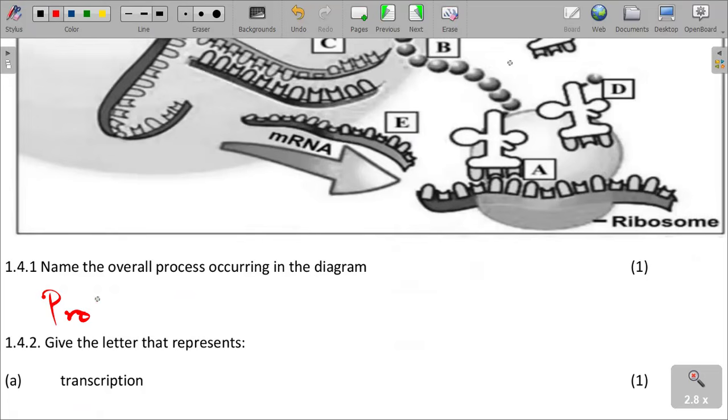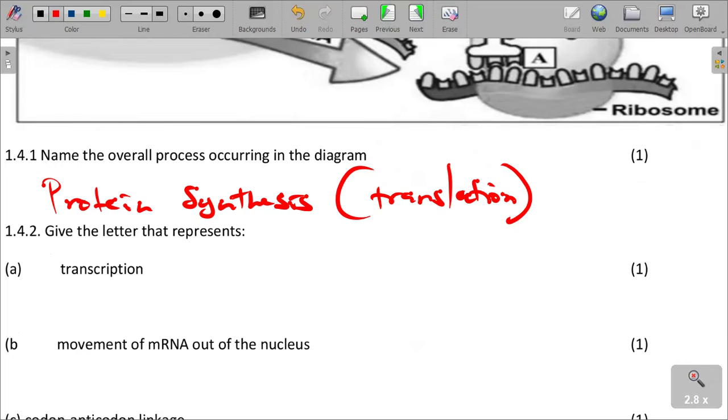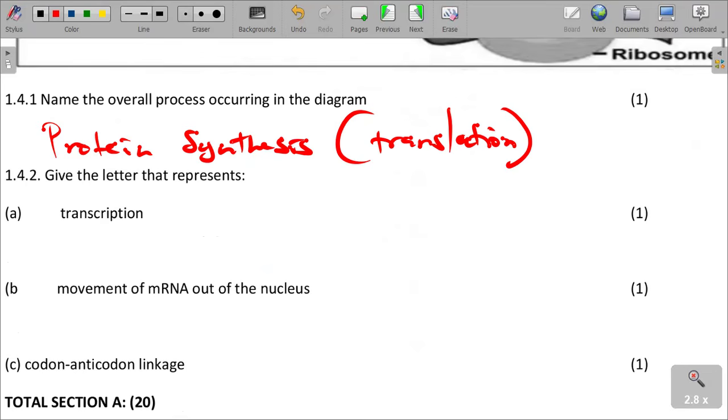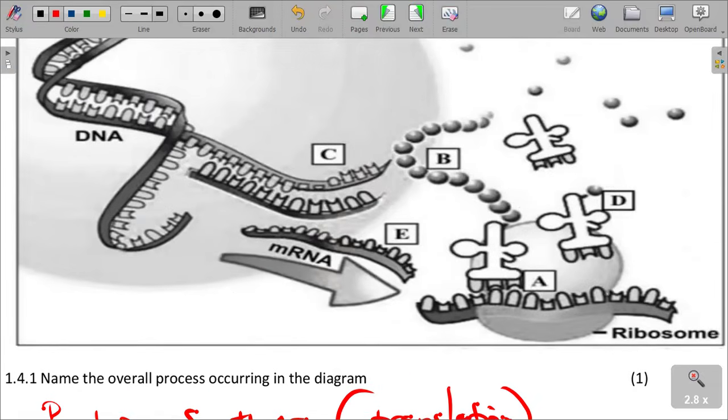Protein synthesis, which we said is also called translation, is one and the same thing. It is the process by which proteins are formed. Give the letter that represents transcription. That's what I've been saying: a letter that represents transcription.